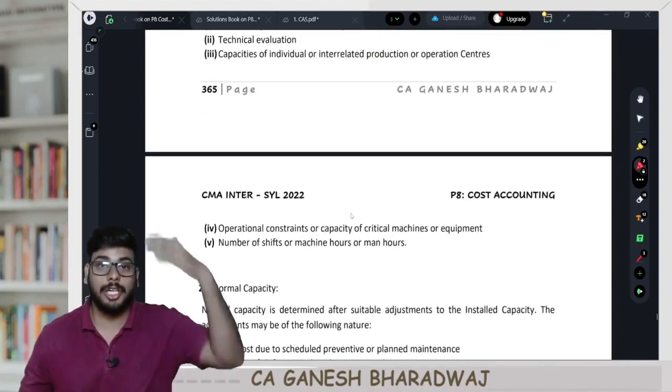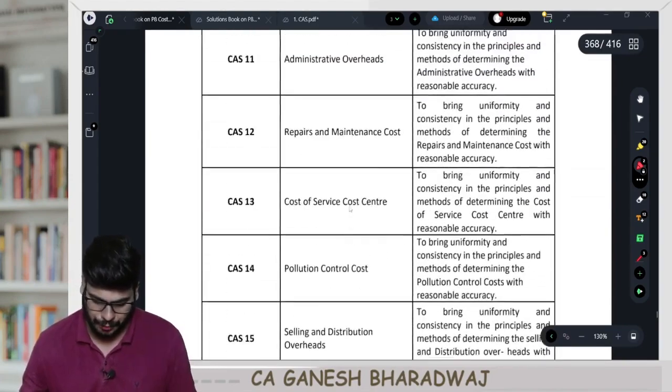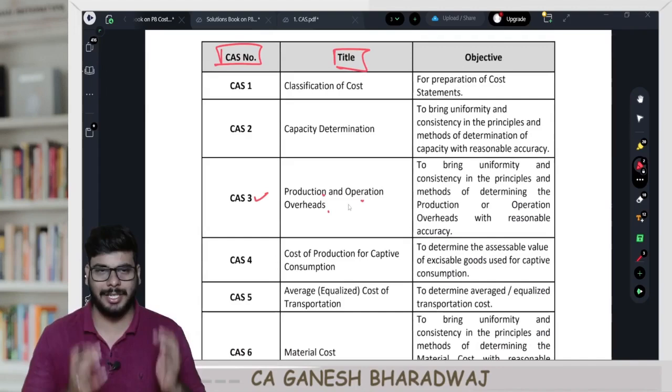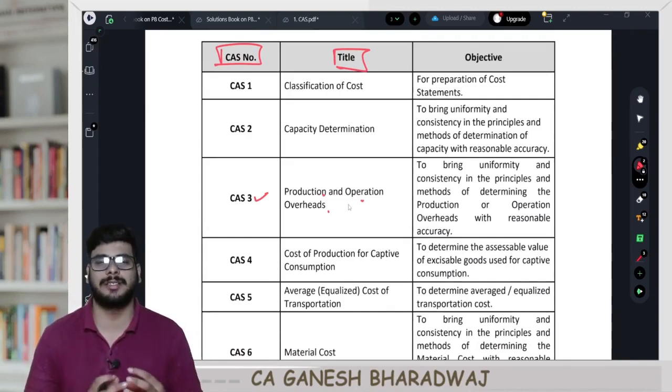Now, sir, I need to know all these things. How will I do this? Very, very simple. Now, let me just tell you first. First, let me walk you through the 24 cost accounting standards. What are all the cost accounting standards there, and what each of these cost accounting standards talk about?